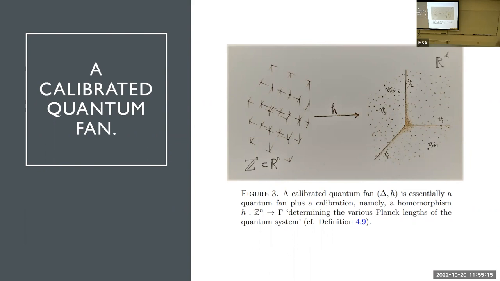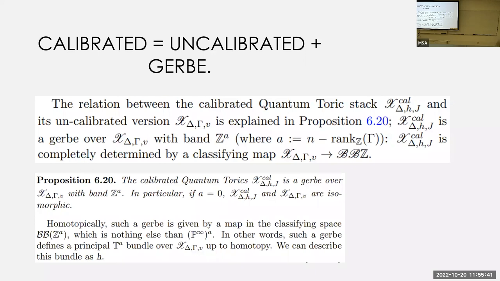Essentially, a quantum fan plus a calibration and a homomorphism Z^n to gamma determine the various Planck lengths of the quantum system. You have the various Planck lengths of the quantum systems. You could even have quantum systems at different scales, which is not unheard of. In any case, calibrated is uncalibrated plus a gerbe, if you want to think about it like this. The relation between the calibrated quantum toric stack and the uncalibrated version is a gerbe. The calibrated is a gerbe over the uncalibrated. And the band is Z^a, where a is n minus the rank of gamma.